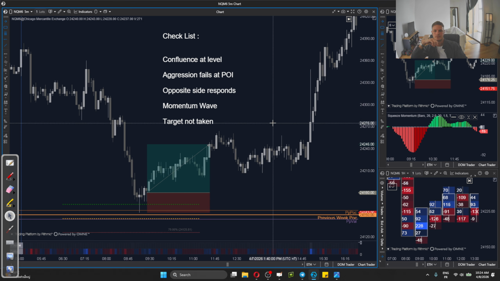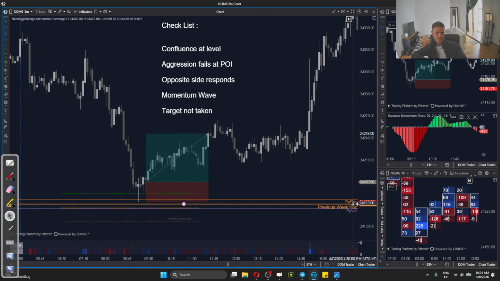So we'll get right into the checklist first. The first step, you need to identify a strong area of confluence. If you haven't seen my previous video on technical analysis, support and resistance, you absolutely have to watch that. In this example here, we had a PPOC, a previous week POC, and a PDVAL, value area low from the previous day, and a strong Fibonacci golden zone as well. So that was a very strong level, but of course we don't take a trade randomly from there.